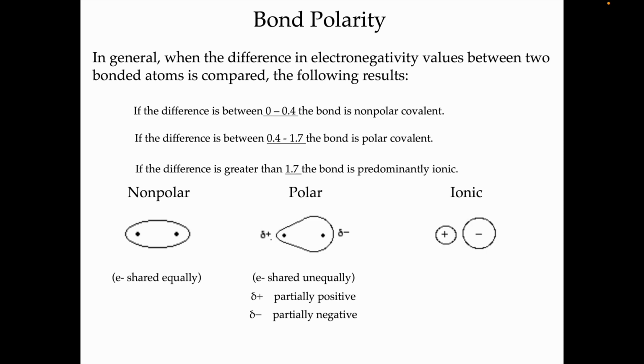Lastly, in an ionic bond, as we talked about before, there's a complete transfer of electrons, okay? One atom has completely lost electrons, the other atom has entirely gained electrons. So we have two completely oppositely charged ions in an ionic bond.